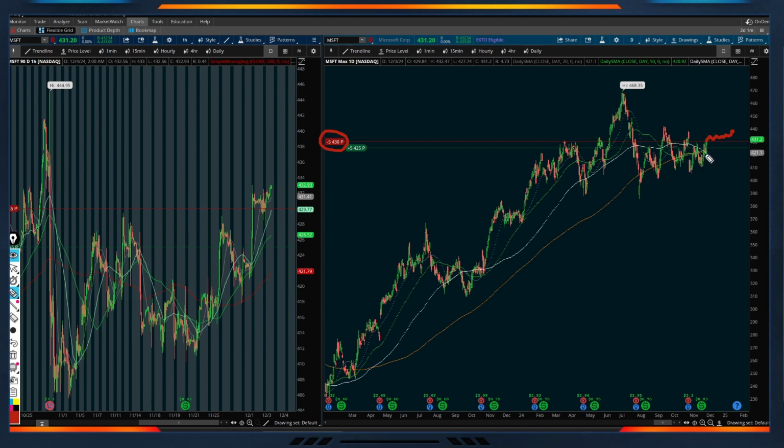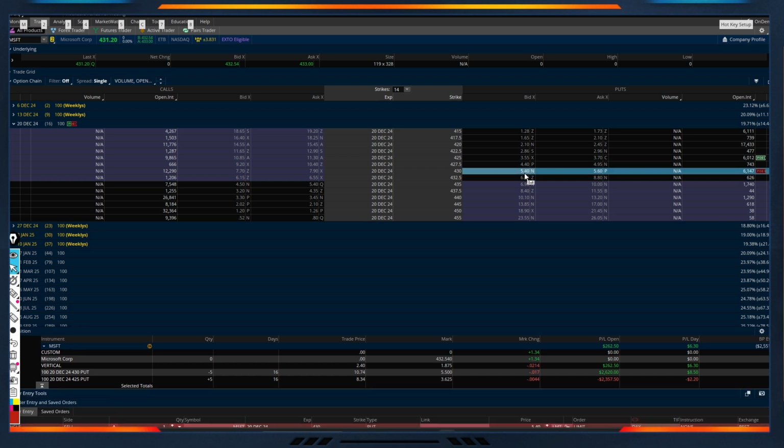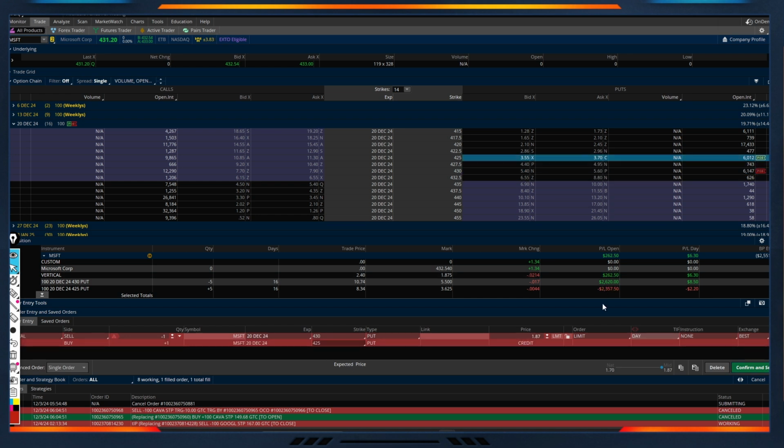When you sell this spread, there is premium that you collect. So if I go over to my trade tab, we can break this down. I'll open up the December 20 strike ladder. We can see I have a position on the 430s and on the 425s. I can open up a ticket here where I'm selling those 430s and buying those 425s.